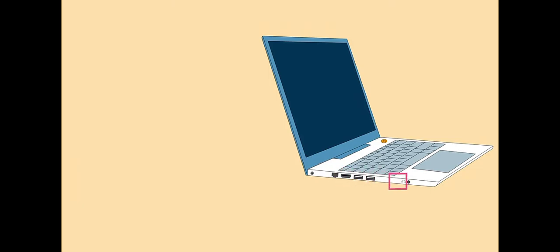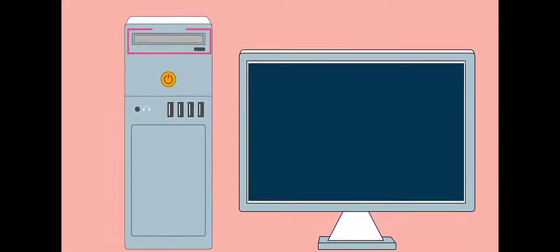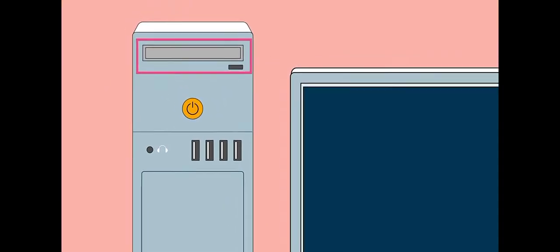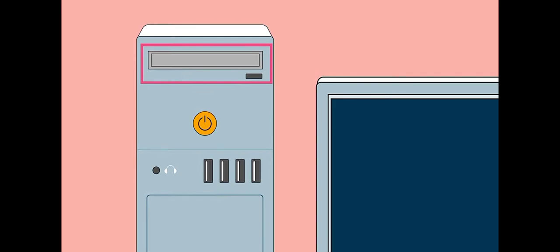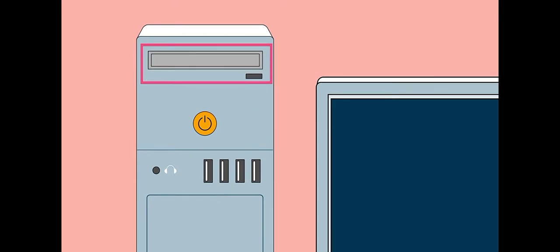If your computer has an audio jack, you can use it to plug in wired headphones or speakers. You may or may not have a disk drive, depending on how old your computer is and who makes it. The disk drive can be used to insert a CD, a DVD, or a Blu-ray disc.